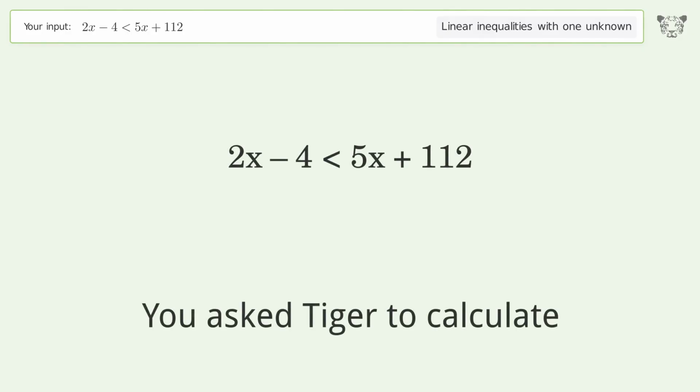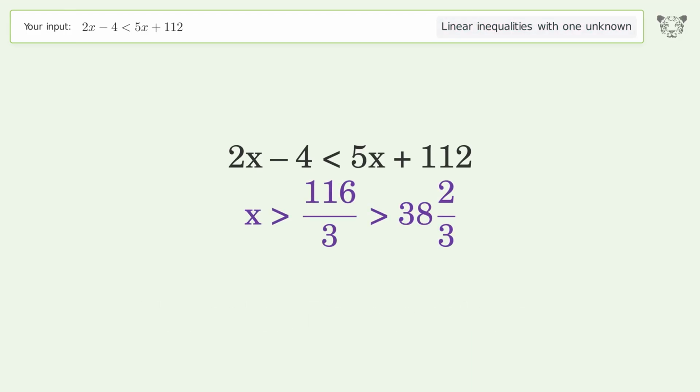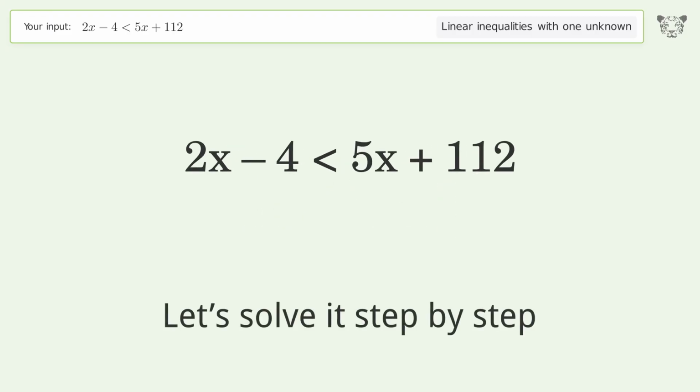You ask Tiger to calculate. This deals with linear inequalities with one unknown. The final result is x greater than negative 116 over 3 greater than negative 382 over 3. Let's solve it step by step.